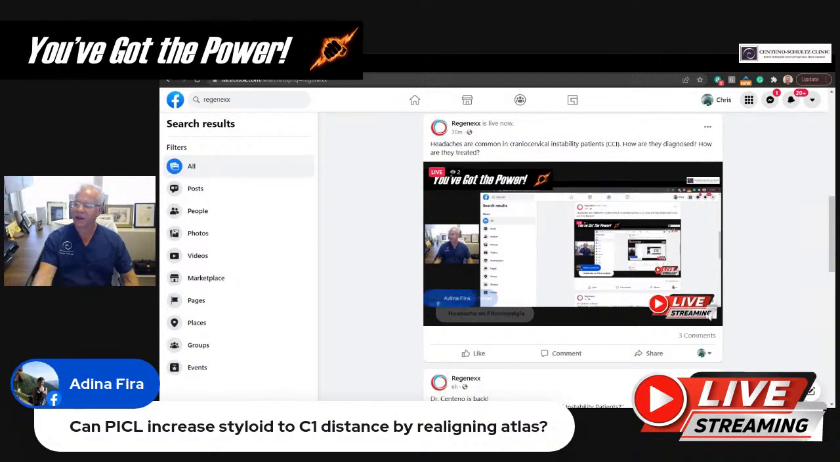Adina, can PICL increase styloid to C1 distance by realigning the atlas? I don't know that the styloid to C1 difference means a hill of beans to me at all, meaning that we're talking about active concepts, right? So instability means that when something moves, it moves too much. Now, there are certainly some measurements on static pictures, like you're talking about, where we can say that doesn't look normal, so that could indicate instability. And then you have a movement-based image that shows instability or doesn't show instability.